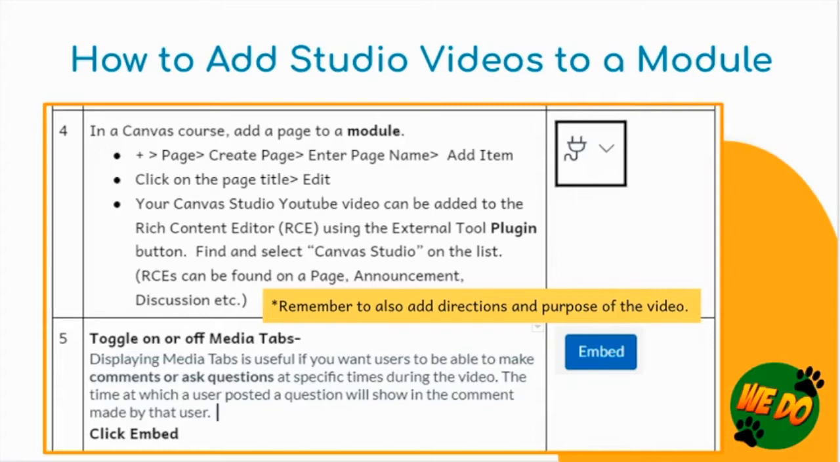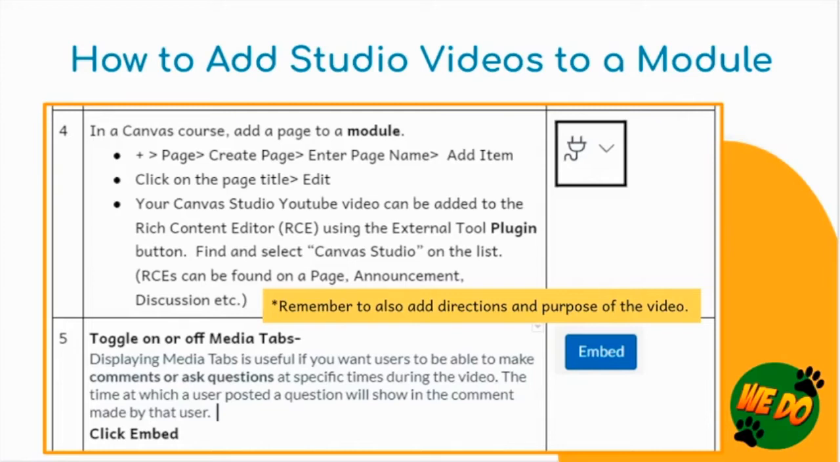Okay. Your Canvas Studio YouTube video can be added to the Rich Content Editor, also known as the RCE, using the External Tool plugin button. And you see that to the right on the screen, it looks like a plug with a cord. Okay. You're going to find and select Canvas Studio from the list. Now, initially you'll have to find it from the list, but after you've added a Canvas Studio video one time in Canvas, you'll see that Canvas Studio option pop up the first time you click on the plug icon. Okay?